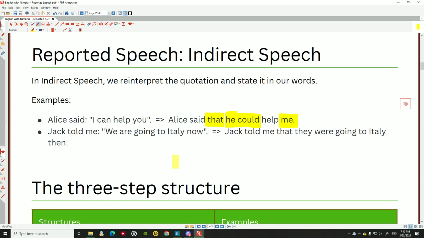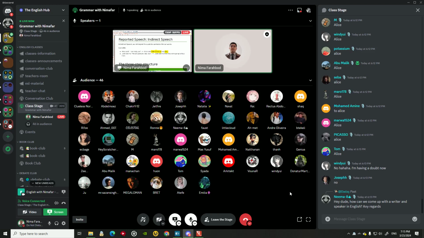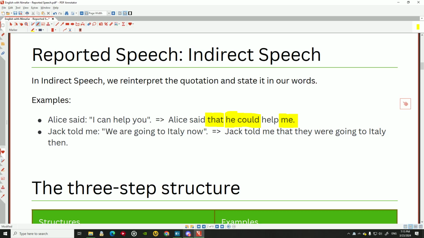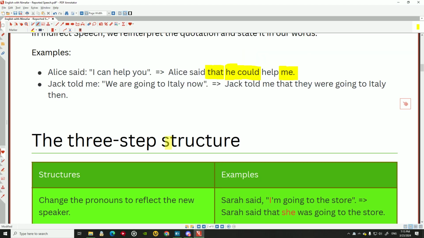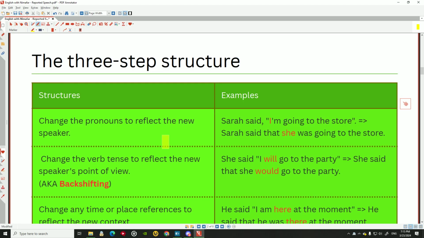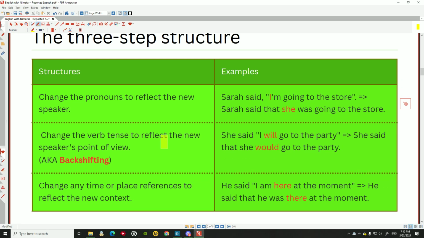Okay, we have something we call the three-step structure, in order to change direct speech to indirect speech. First, let me check the chat if you have any questions. Okay, no question. If you have any question, just make sure you type it down. So, first of all, change the pronouns, like I, he, she, we, they, to reflect the new speaker.